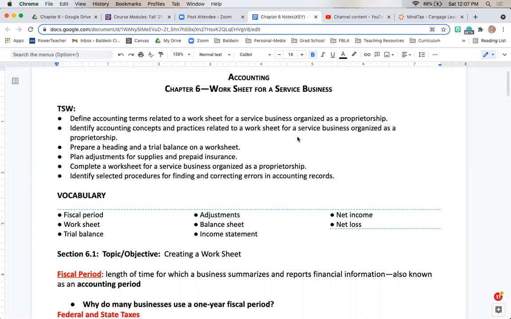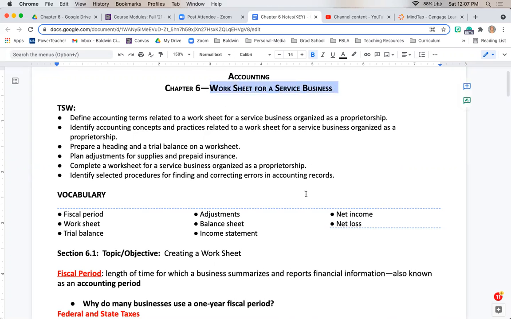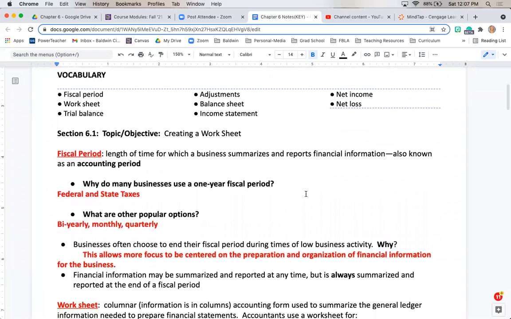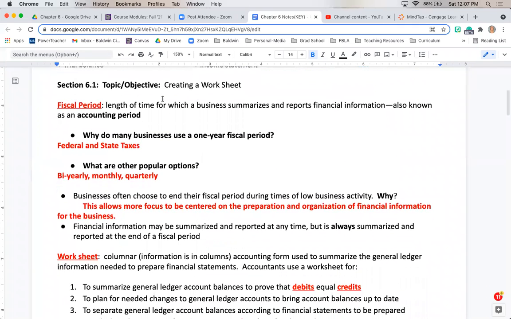Okay, chapter 6, we are creating a worksheet for a service business. Every business normally works on a fiscal period, which is normally the length of time for which businesses are going to summarize and report their financial information. In the accounting world, it's known as the accounting period.